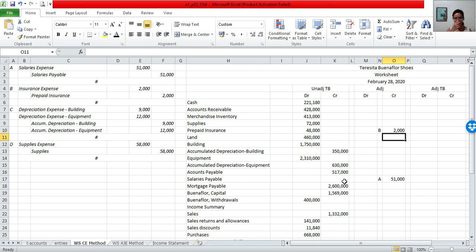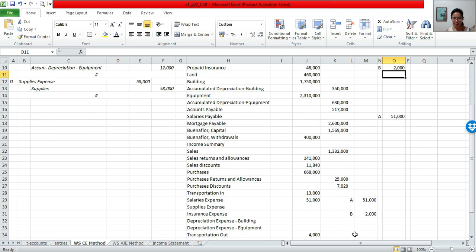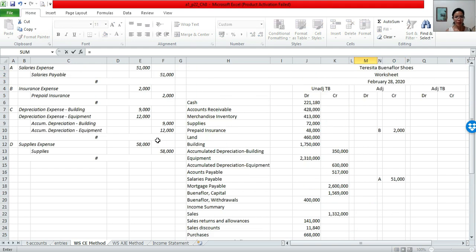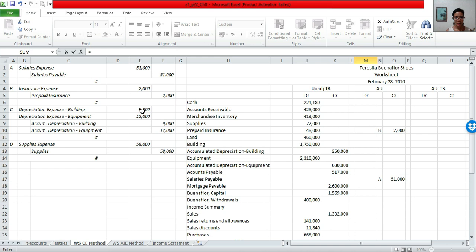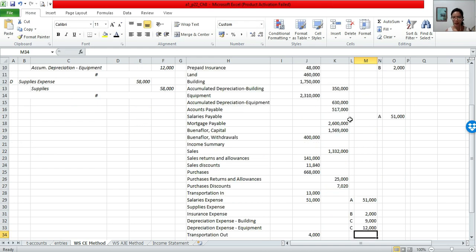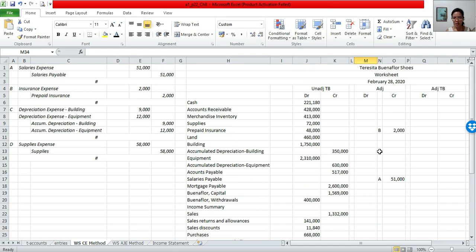So moving on to letter C, we have depreciation expense building. Our account title for that is right about here, and the amount is, of course, 9,000. And then we also have depreciation expense for the equipment, and that's about 12,000. And of course, the corresponding credits to that will be accumulated depreciation building, which is 9,000, and accumulated depreciation equipment, which will now have an additional 12,000.